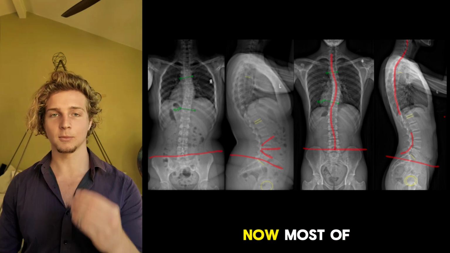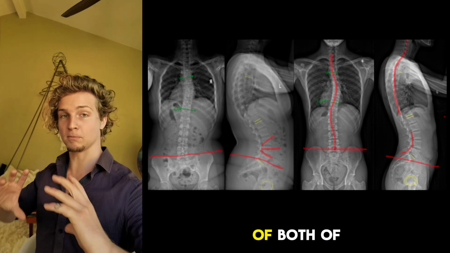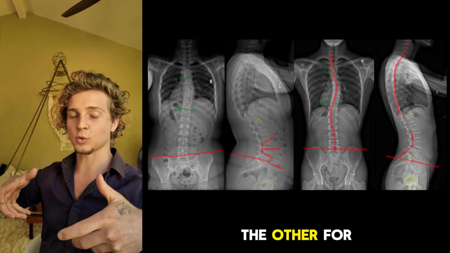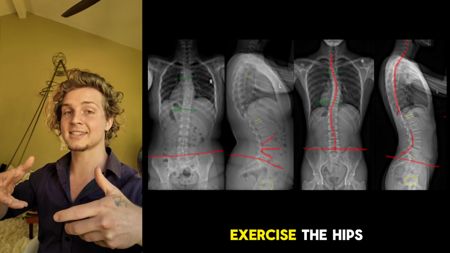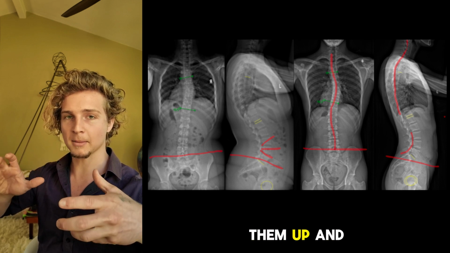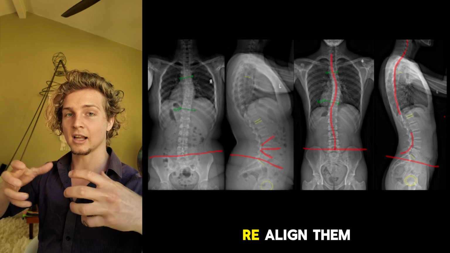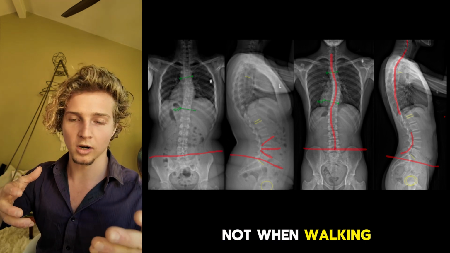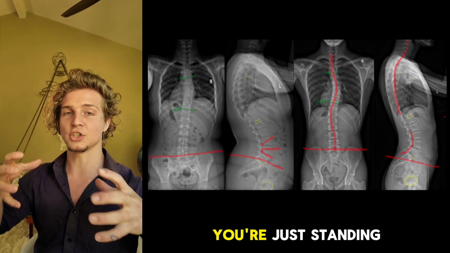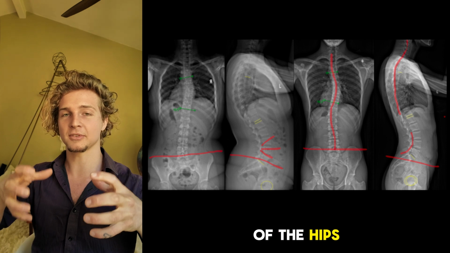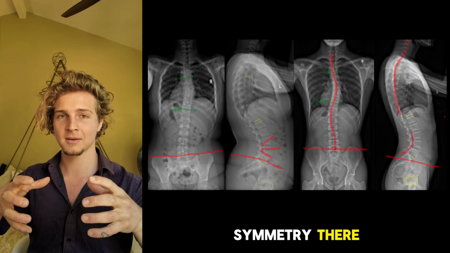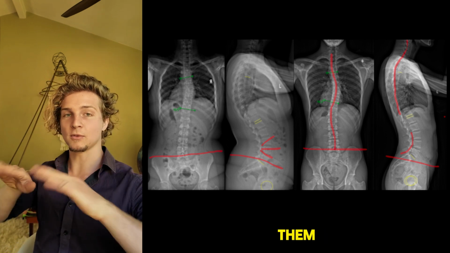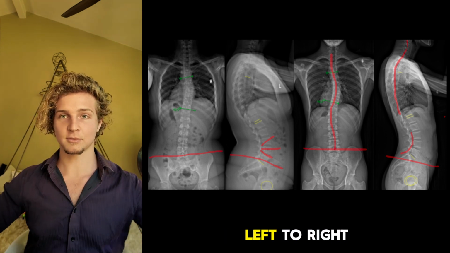Isn't that funny? Now, most of the time, it is not just the simple case of both of the hips being rolled forwards like this. Usually one is actually more than the other for whatever reason. That's why we want to exercise the hips a little bit to warm them up and then start to realign them. So at least both of the hips are doing about the same thing. Not when walking, not when lunging, of course, but when you're just standing and when you're sitting, we want both of the hips to be able to find some symmetry there. And then we do more exercise therapies to realign them forwards and backwards, as well as left to right.